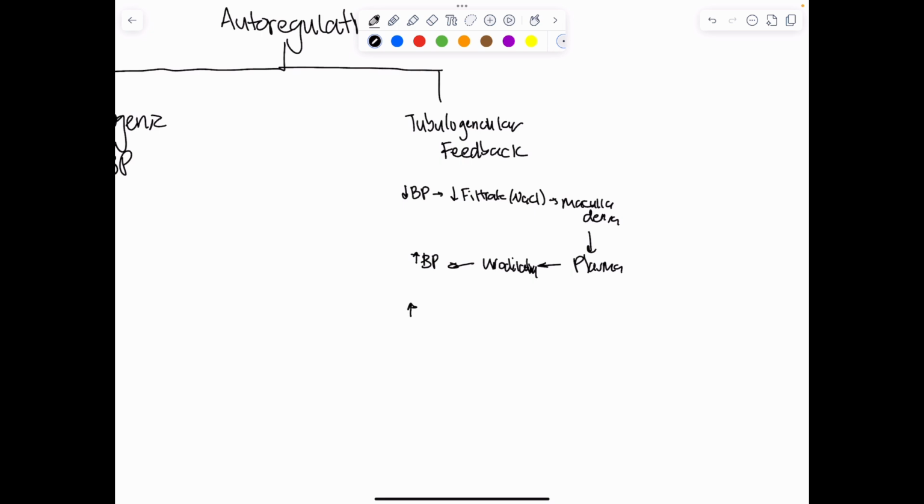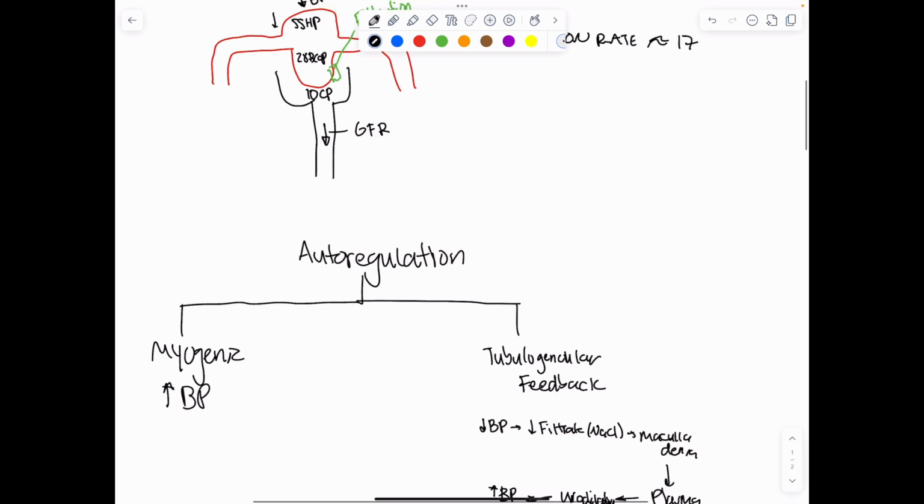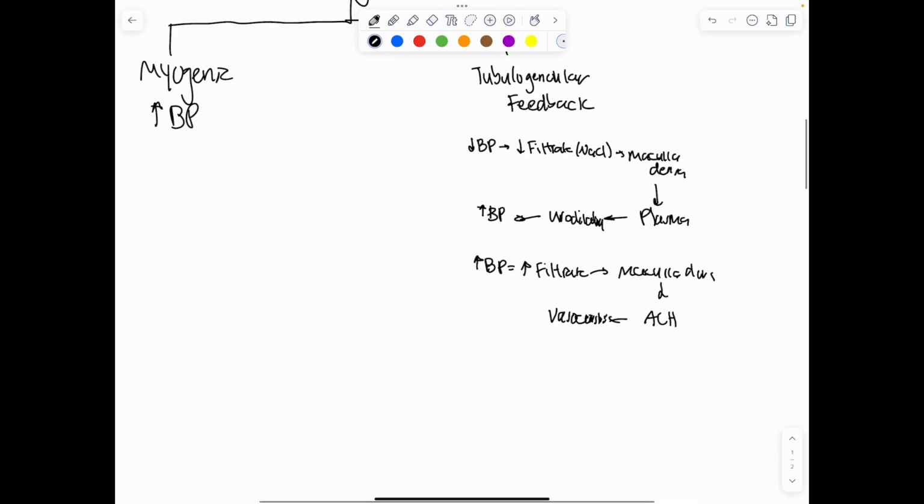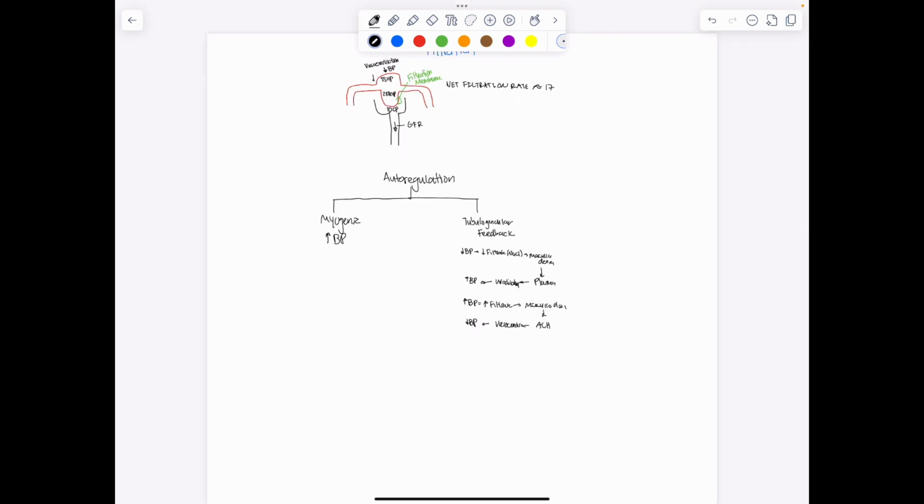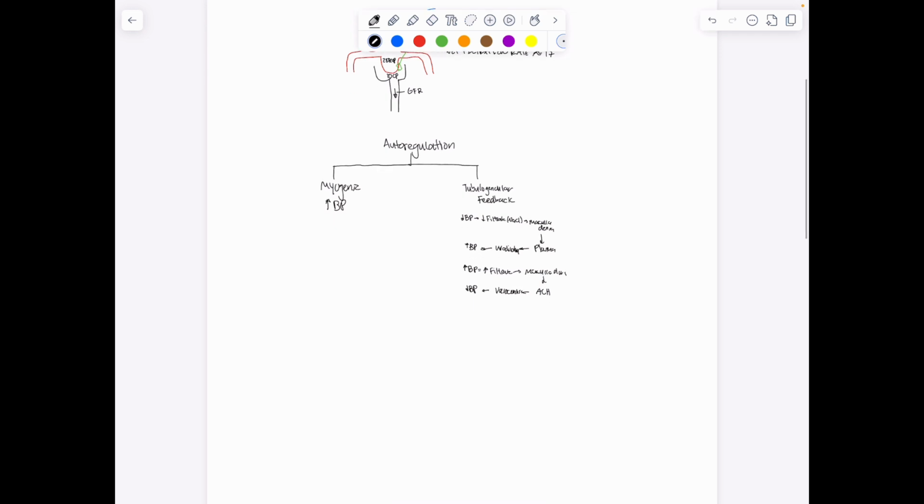Let's say we have increased blood pressure, that will increase our filtrate to our macula densa, to the ACH, which will vasoconstrict. And like I said, up here, if we vasoconstrict, that will lower our blood pressure. And so that's a little bit about our autoregulation.